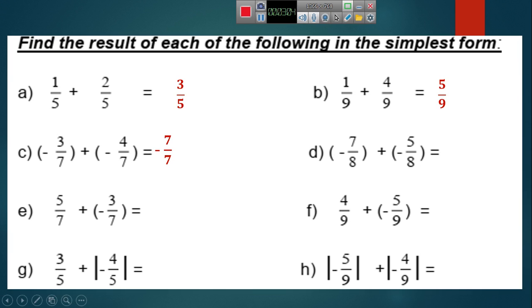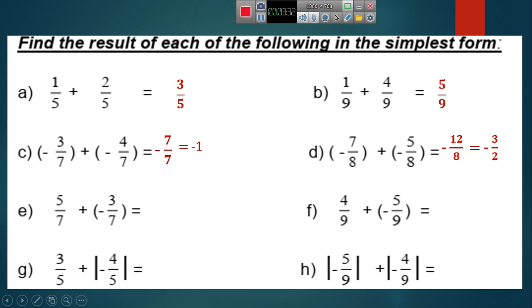So here we get negative 7 over 7, which equals negative 1. And here we have two fractions with the same sign, so we put negative and add them to get negative 12 over 8. We have to put this fraction in simplest form by dividing both the numerator and denominator by the common divisor, 4. So we get negative 3 over 2.